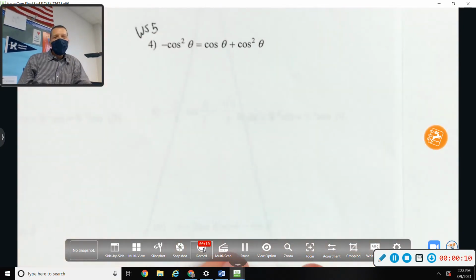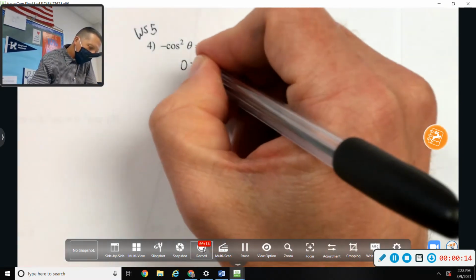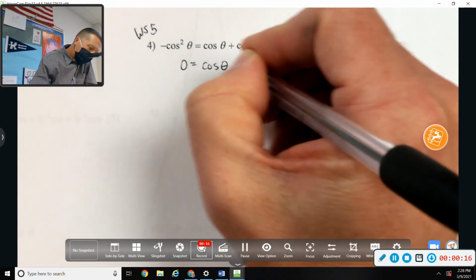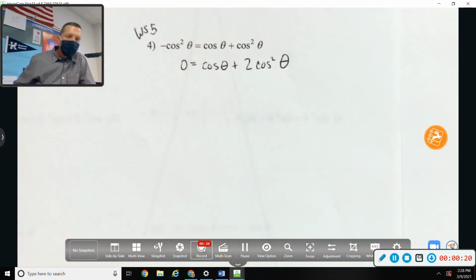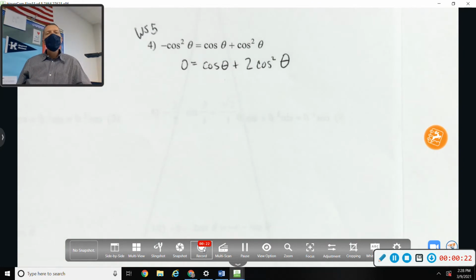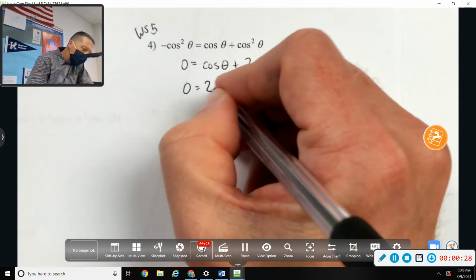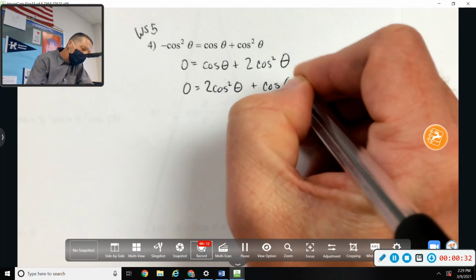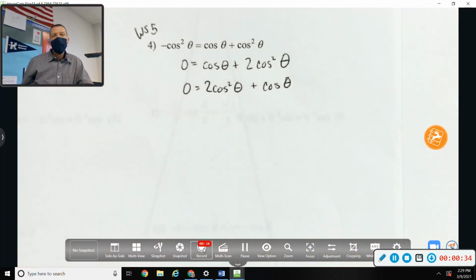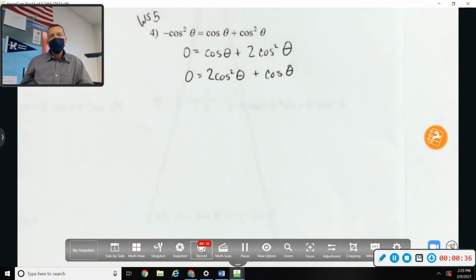Worksheet 5, number 4. I think I would move the cosine squared over. So I'd have 2 cosine squared. It's fine to factor like that. To me, that just looks out of order. I would put the cosine squared first. You don't have to do that, but I find it worthwhile. Keeps things in order. How are we going to factor that?